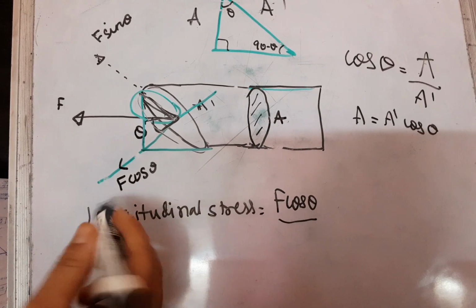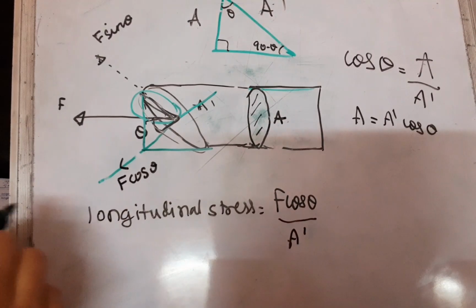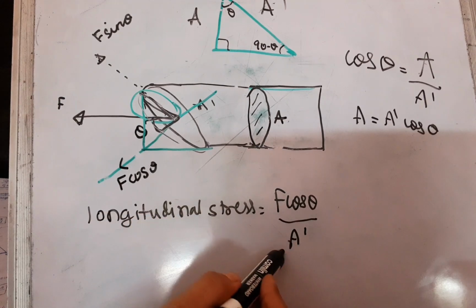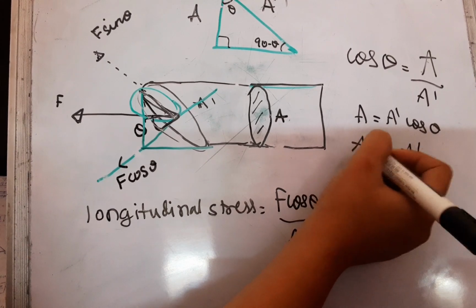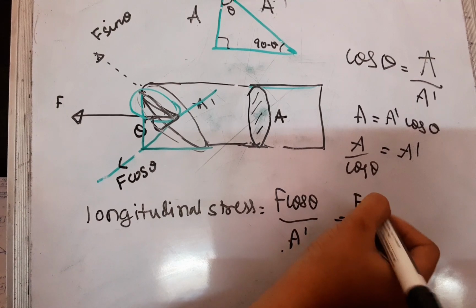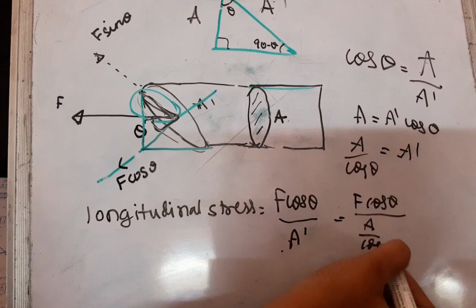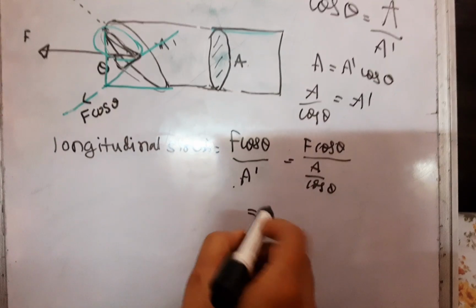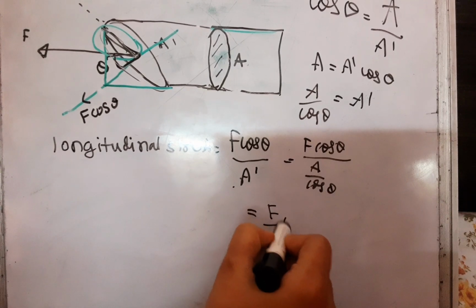Upon area, what is the new area? A dash. Right? And you know that you can write A dash as A upon cos theta from here. So if I write F cos theta upon A upon cos theta, it becomes F divided by A cos square theta.